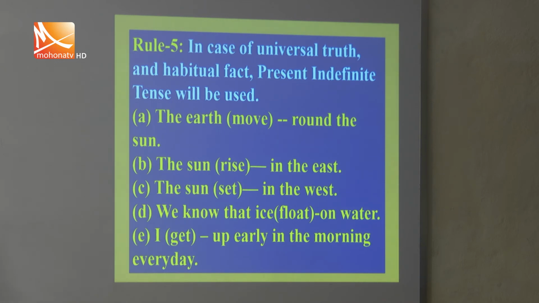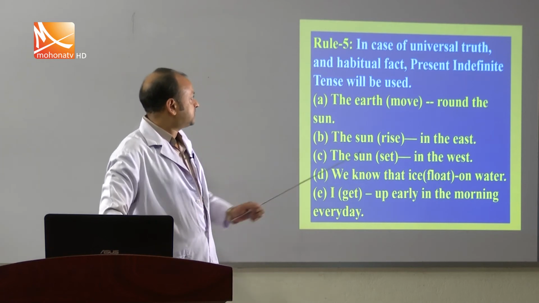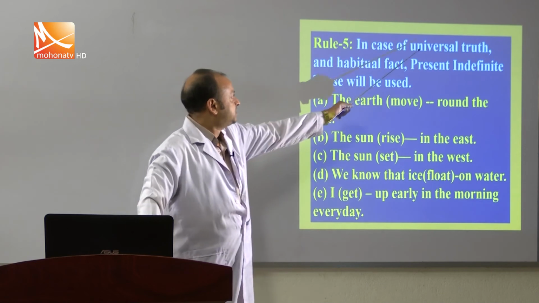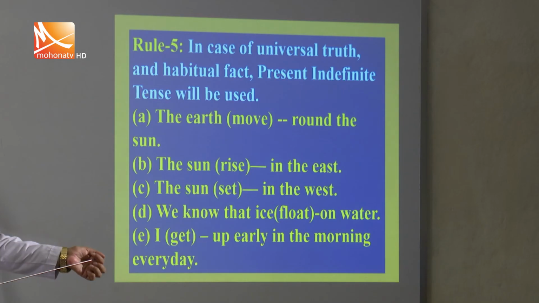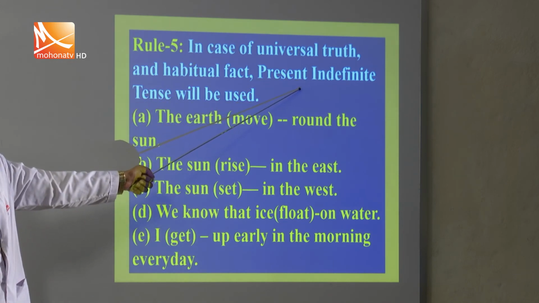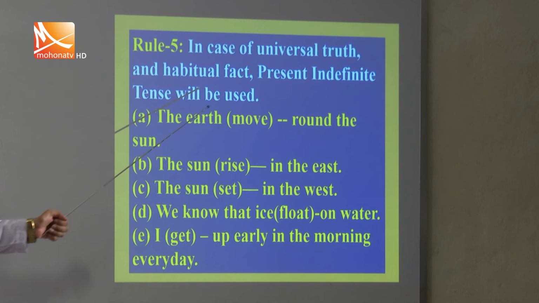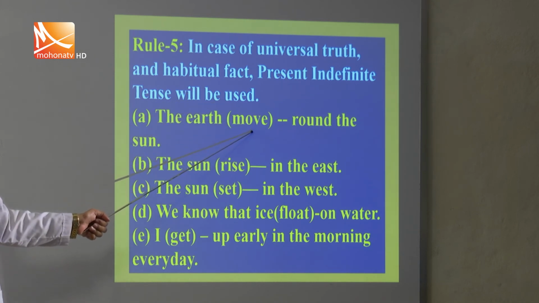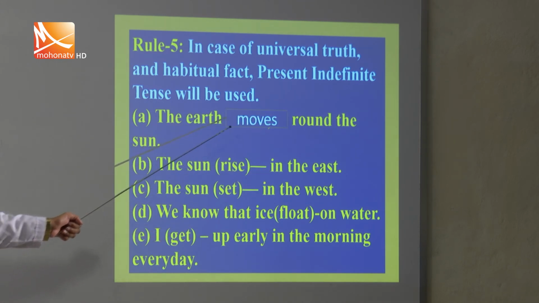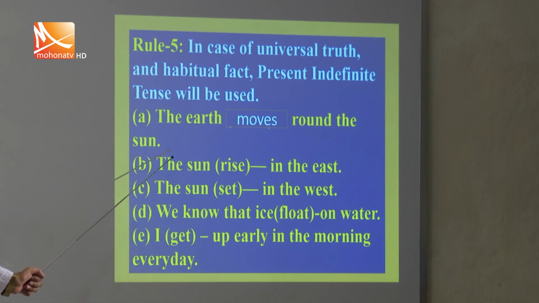So, we cannot make any change in this section except s or es, or keeping the main form of verb in its basic form. For example, the earth moved around the sun. So, according to rules, this will be present indefinite tense, because this is universal truth. The earth moves around the sun. As it is present indefinite tense indicating universal truth, so the earth being third person singular number, we have to add here s. So, the earth moves around the sun, my student.